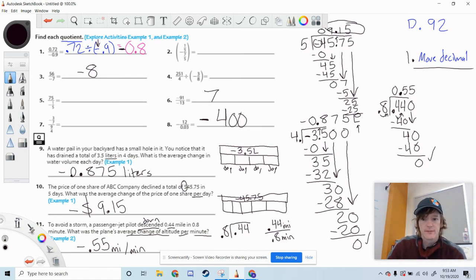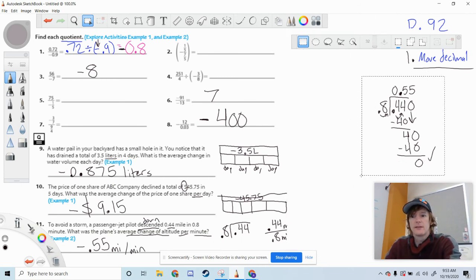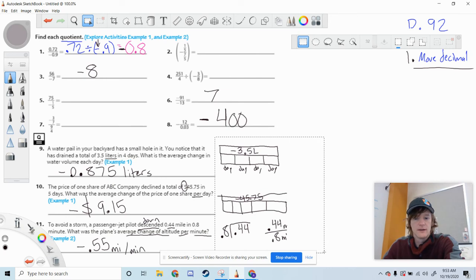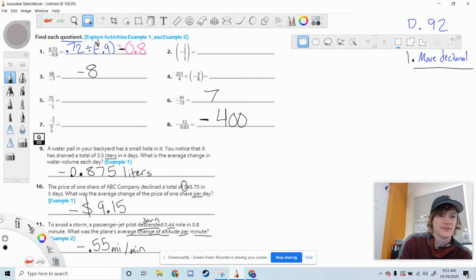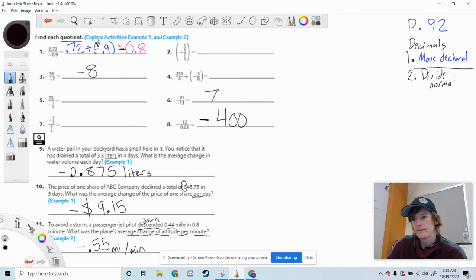So we set it up in a fraction of miles divided by minutes, and we do 0.44 divided by 0.8. First step there was to move our decimal. The rest of these problems are going to be fraction division problems. And I think once we do 1 or 2 examples, you'll probably be like, oh yeah, I remember doing that last year. I remember doing that before. So this is decimals. Step 1 was move the decimal. Step 2 is divide normally. So that was how to do decimals.